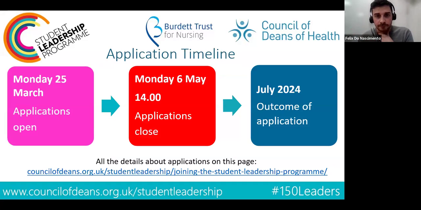So this is the application timeline. Applications open this Monday, and you have plenty of time because they will close on the 6th of May. So 25th of March until 6th of May. Please note that we don't accept applications after this time. Please drop us an email if you have any queries or any doubts about your eligibility criteria, or anything else. Or you can go on our website, councilofdeans.org.uk student leadership, where you'll find all the details you need to know.